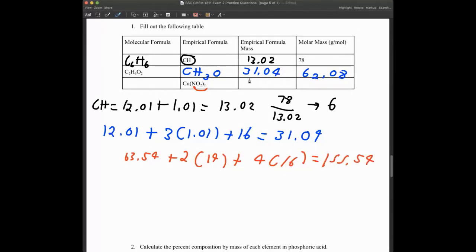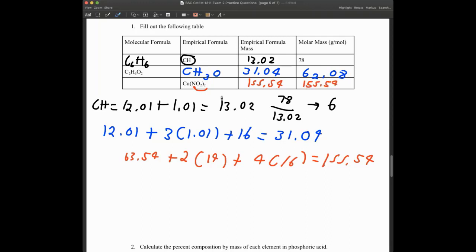155.54. Okay, so there are a couple of blanks here, right? Notice how we don't have a molecular formula or a molar mass. In this situation, because we're missing these two pieces, we can assume that the molecular mass is the same as the empirical formula mass, because they don't give us that information. If they gave us molar mass, we could divide to find the molecular formula. But since they don't, we can just say that this is going to be the same.